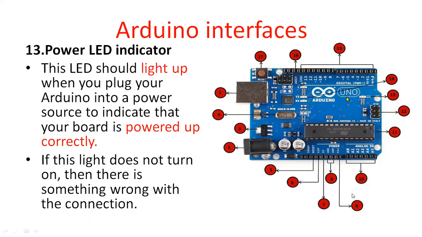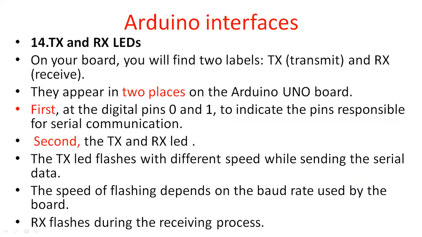There is another way. On our board you have a second TX and RX LED. What about the TX and RX LEDs? The TX LED flashes at a different speed when the board is sending serial data, and the speed of flashing depends upon the baud rate used by the board. And then the RX LED flashes during the receiving process.